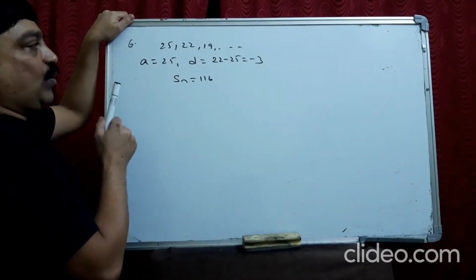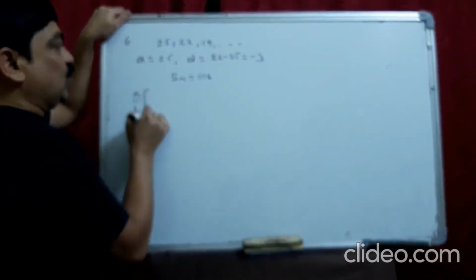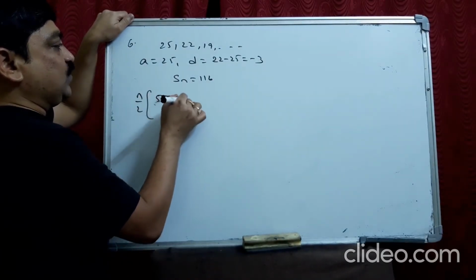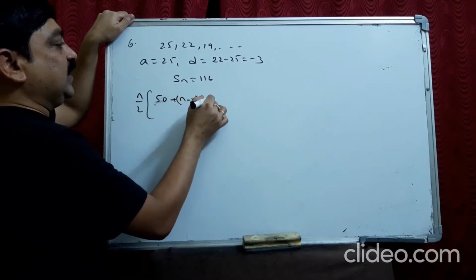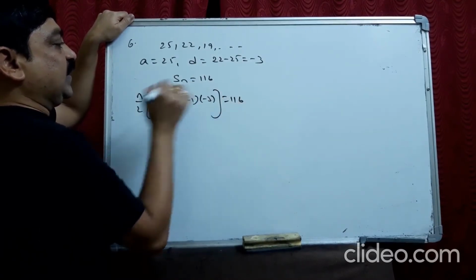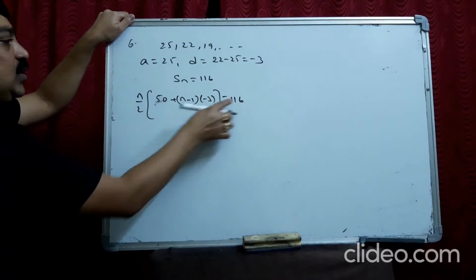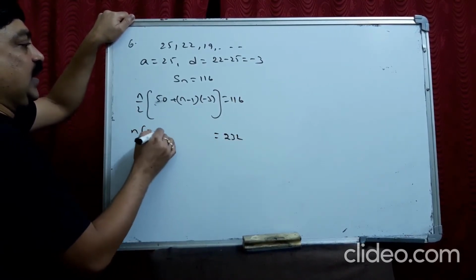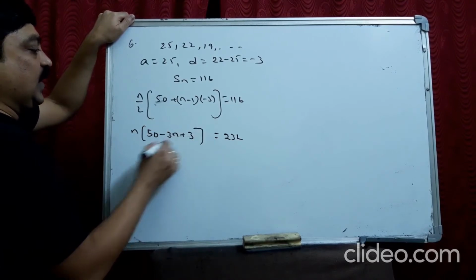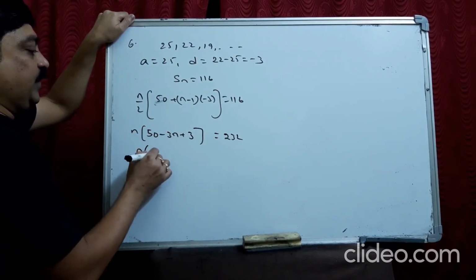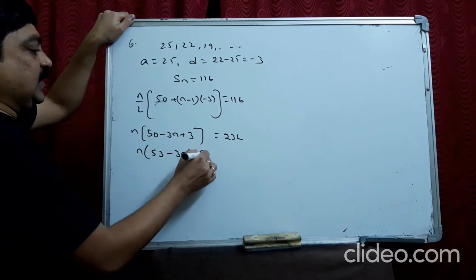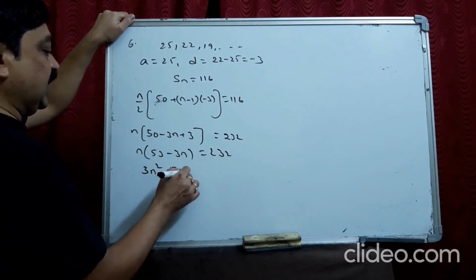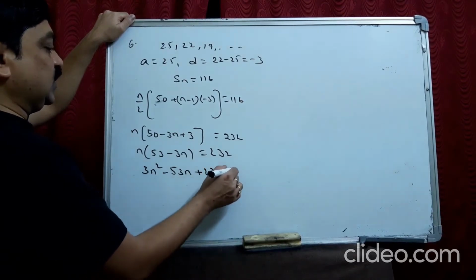So let us apply the formula of Sn first. N by 2 of 2a. 2a means 50. Plus n minus 1 of D. D is minus 3. Is equal to 116. So if I take cross multiplication, it becomes 232. So n into 50 minus 3n plus 3. So it becomes n into 53 minus 3n is the 232. So it becomes 3n square minus 53n plus 232 is equal to 0.